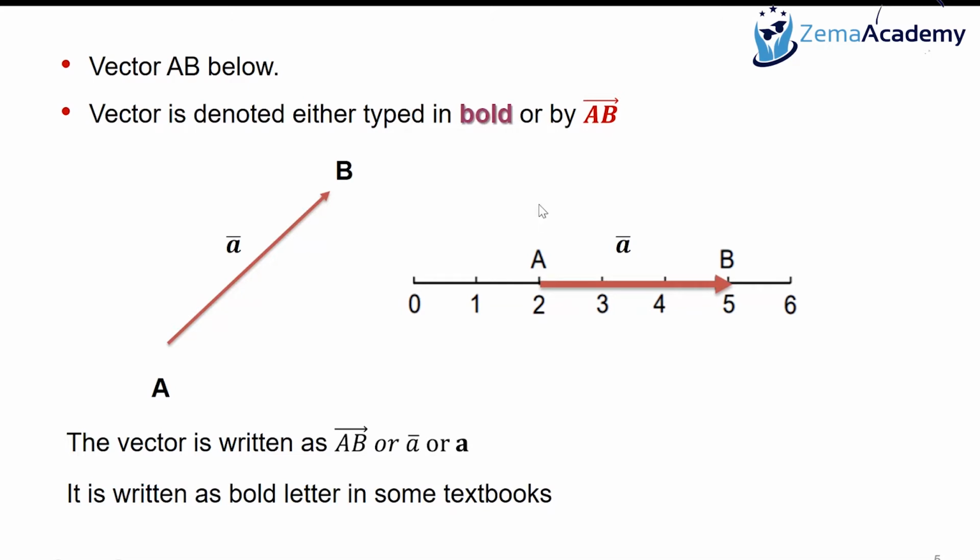The third way of describing or writing the vector is that you make the alphabet or symbol bold. So for example, you can also write the vector a or p or any symbol, but you make it bold. If you look at various textbooks of mathematics, you may find any of these ways of expressing a vector.